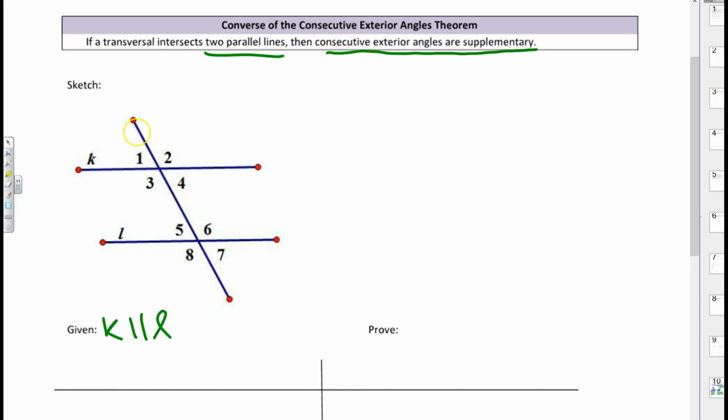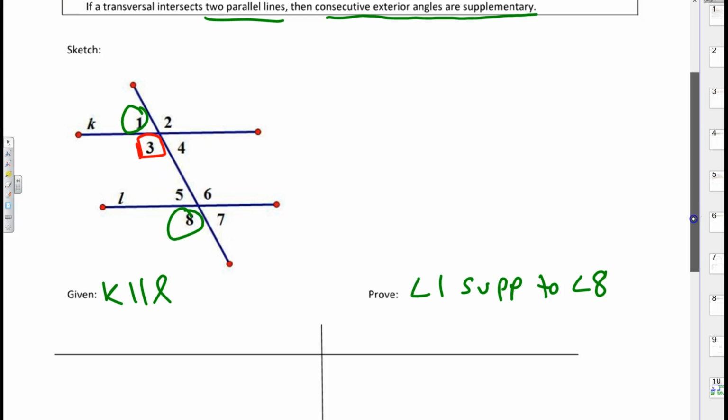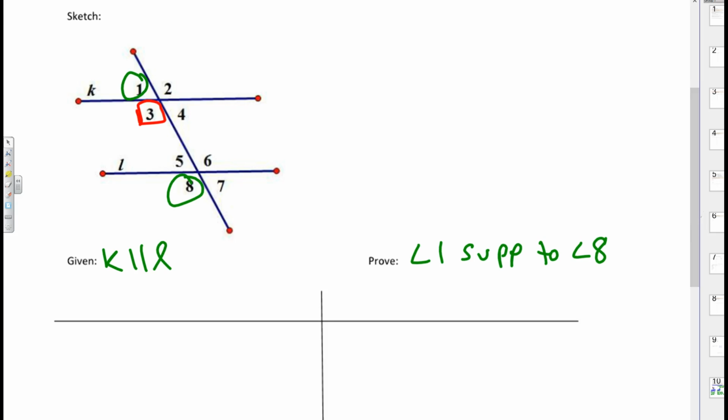Well, let's pick a pair of consecutive exterior angles. I'm liking 1 and 8. So I'm going to prove that angle 1 is supplementary to angle 8. And to do this, I'm again going to look for a helper angle that is corresponding with one of my angles and has a good relationship with the other one. I like either 3 or 5 because if I were to choose angle 3, 1 and 3 are a linear pair, and we know that linear pairs add to 180, and 3 and 8 are corresponding angles, so we know they're congruent and therefore equal. So that gives us two good relationships. So I'm going to use angle 3.